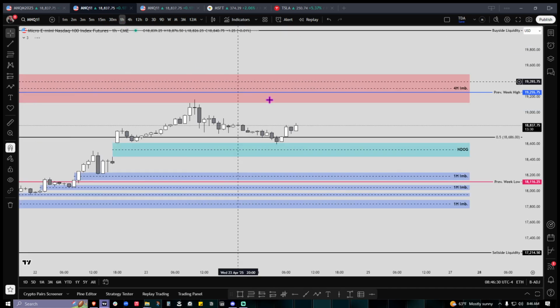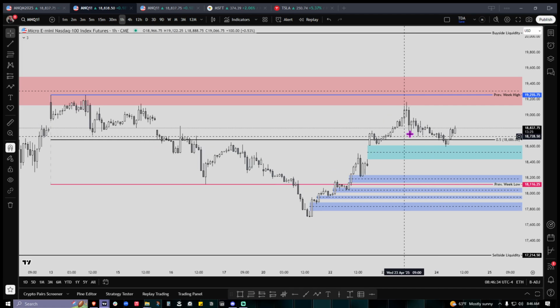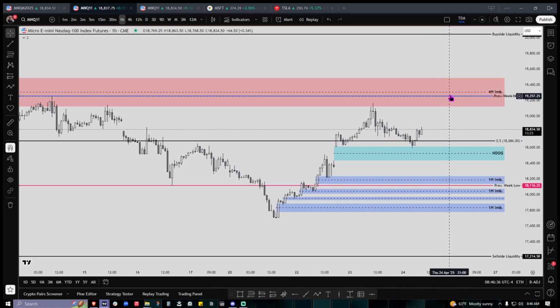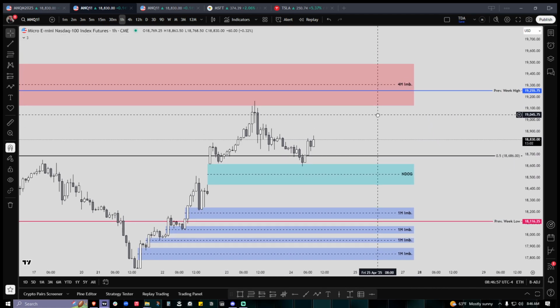And then just to drop into the hourly real quick to see what happened. So yesterday I called out previous week high and 50% as key levels to look for entries. But as you can see, yesterday we didn't quite reach up there. All we did was sweep these highs over here and then made our way back down. So same scenario as yesterday for me.